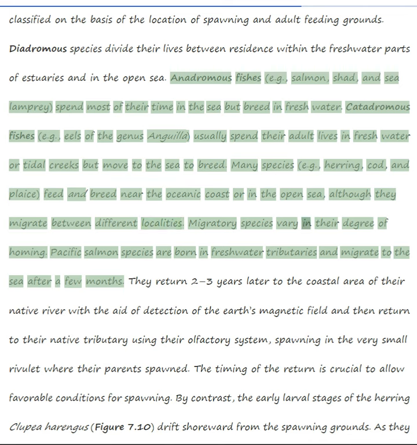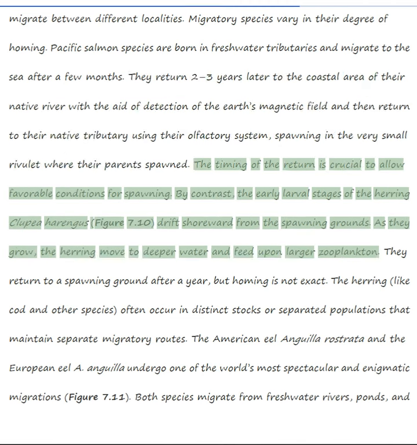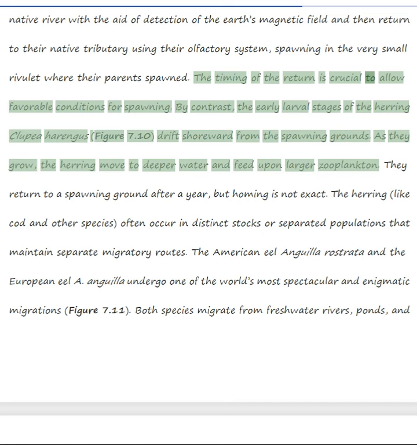Migratory species vary in their degree of homing. Pacific salmon species are born in freshwater tributaries and migrate to the sea after a few months. They return 2-3 years later to the coastal area of their native river with the aid of detection of the Earth's magnetic field and then return to their native tributary using their olfactory system, spawning in the very small rivulet where their parents spawned. The timing of the return is crucial to allow favorable conditions for spawning.